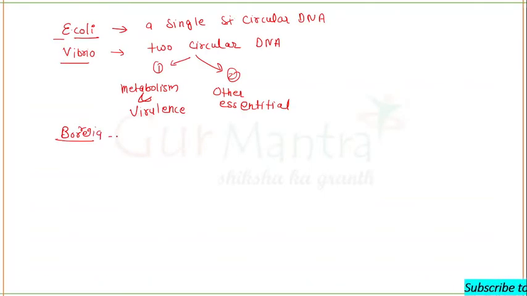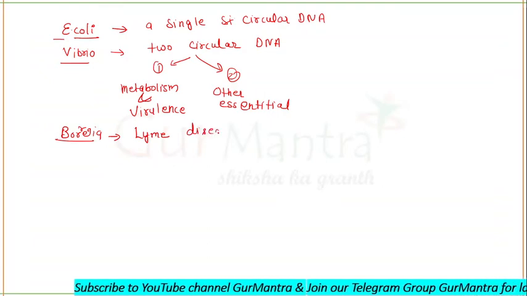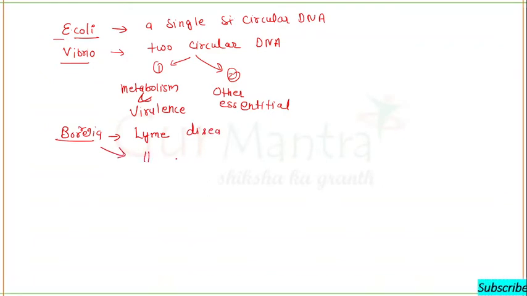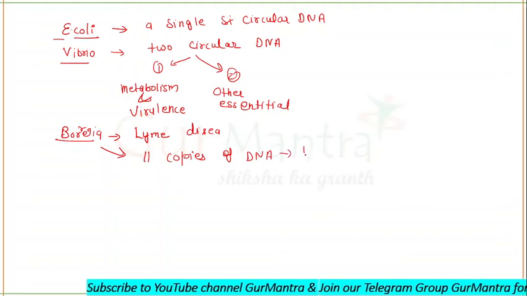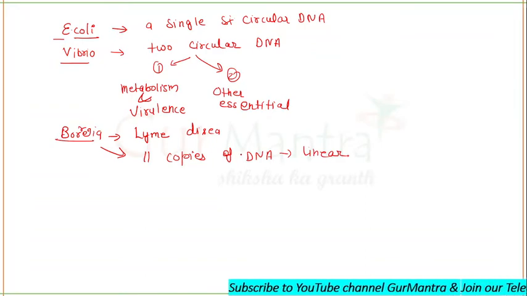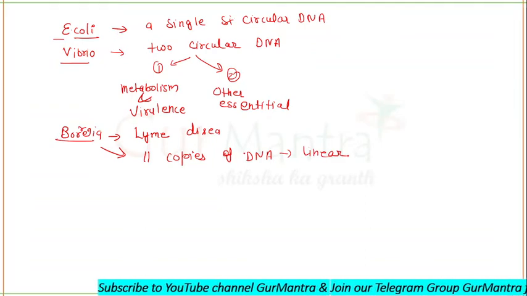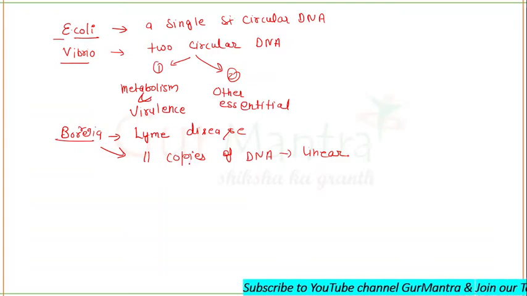Borrelia is a bacterium that causes Lyme disease. You do not forget it. Borrelia may cause Lyme disease, and this bacterium contains 11 copies of DNA, and it will be single linear DNA. Fine. Remember, E. coli have single circular DNA. Vibrio have two circular DNA. Borrelia that causes Lyme disease contains 11 copies of DNA, and those are also linear.